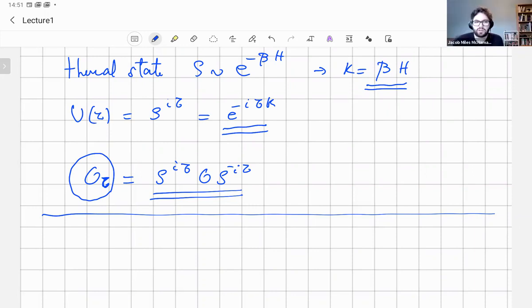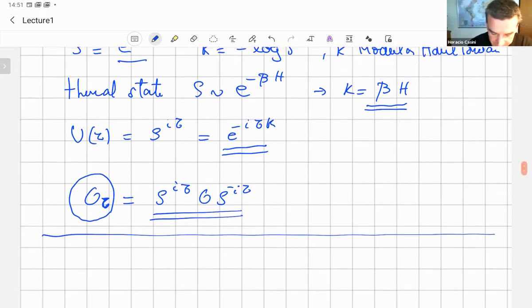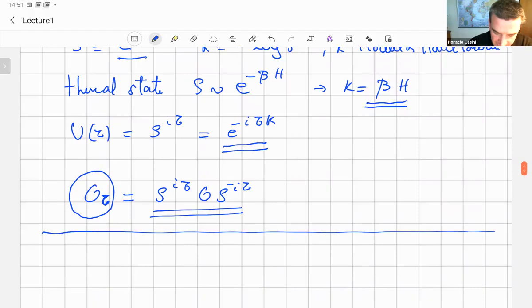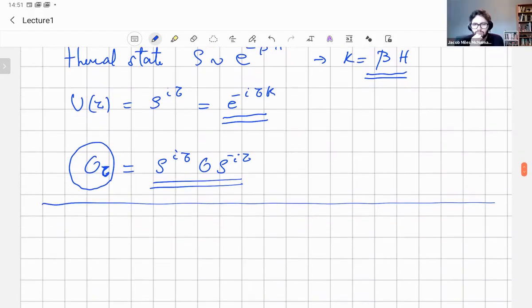Are you saying that the transformation of the algebra of operators exists, but the unitary operator U tau itself doesn't exist? No, the unitary operator does exist. It does not belong to the algebra, but it does exist. So what I'm saying is that the automorphism, sorry, it's not correct what I said. The automorphism of the algebra exists.